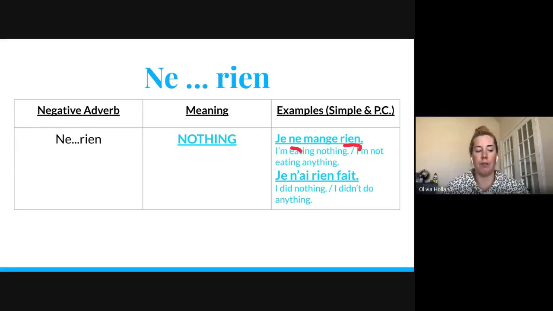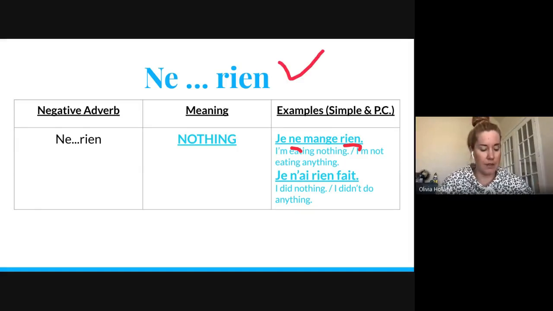oftentimes French people will drop the ne and keep a pas. So for example, instead of saying je ne prends pas le bus, they say je prends pas le bus. They drop the ne. Or sometimes they will combine the ne with the subject, like je. So for example, instead of saying je ne pense pas, they say je ne pense pas. In French, with these other negative adverbs that you guys are learning now, sometimes when you drop the ne, it changes the meaning of the adverb to be the positive form.